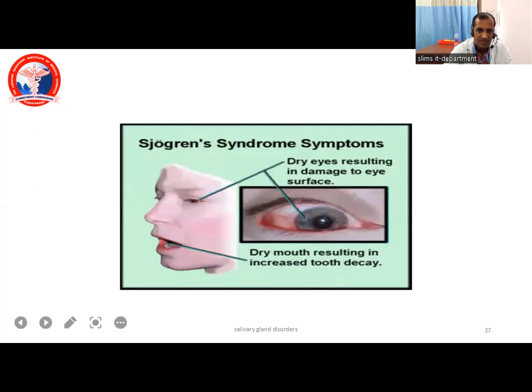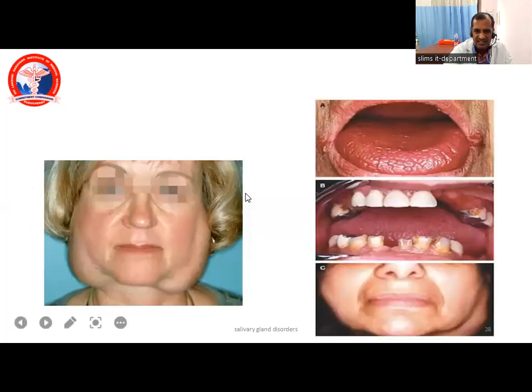See, this picture shows the dry eyes and the dry mouth. Dry mouth will eventually end up with increased dental caries. And in this picture you can see multiple carious teeth in the maxilla and the mandible. You can see the fissured tongue, the strawberry tongue, and the dry eyes, the clinical features.